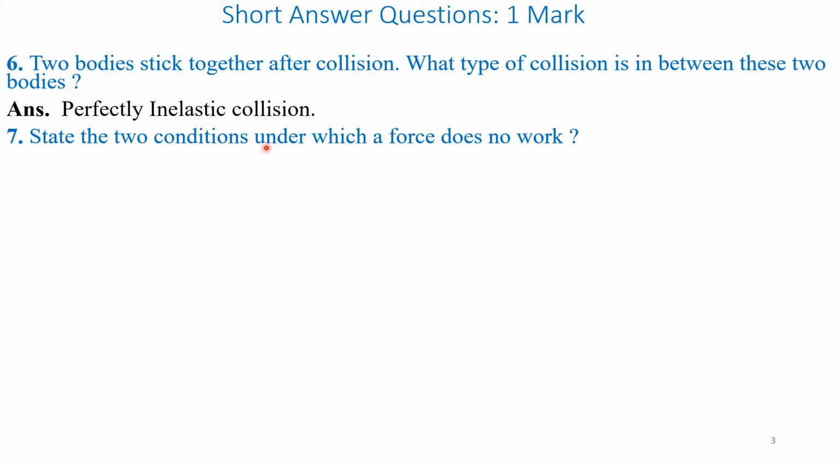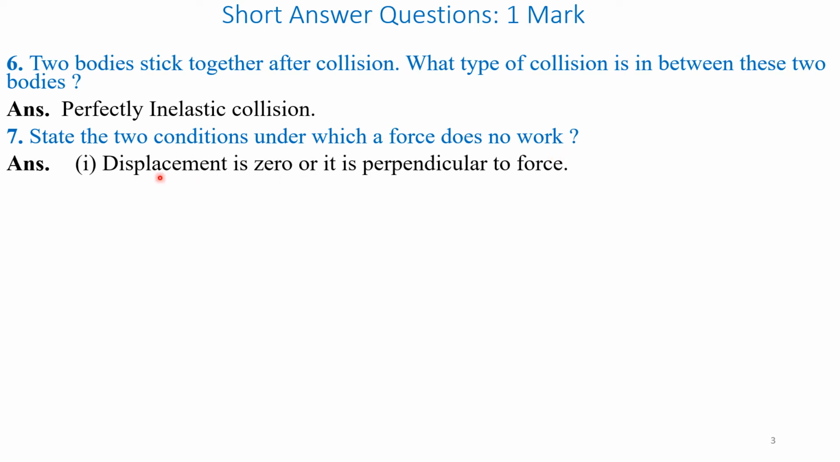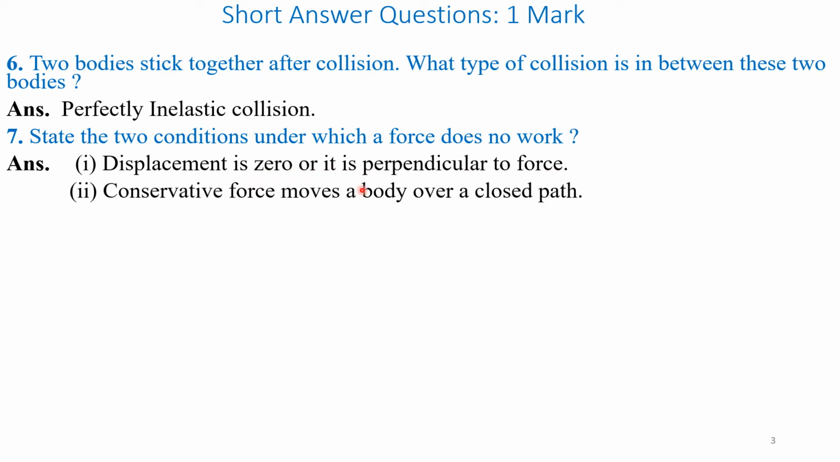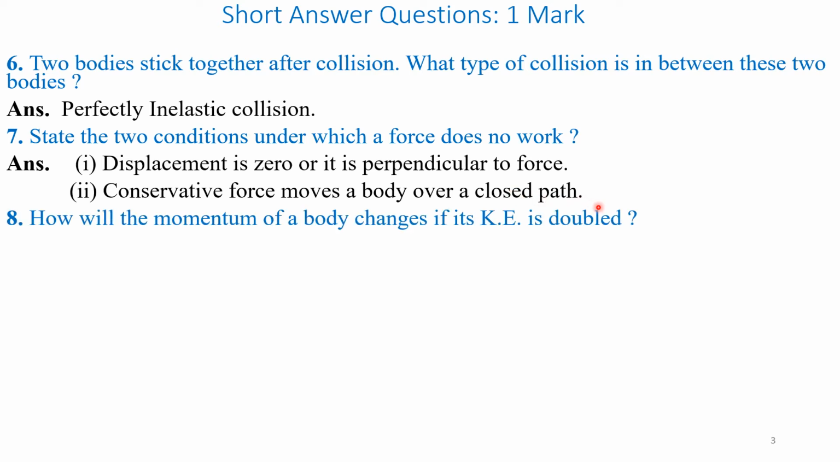Question number 7. State the two conditions under which a force does no work. Answer. The first condition is displacement is 0 or it is perpendicular to the force. And the second condition is a conservative force moves a body over a closed path. Question number 8. How will the momentum of a body change if its kinetic energy is doubled? So momentum becomes square root of 2 times.